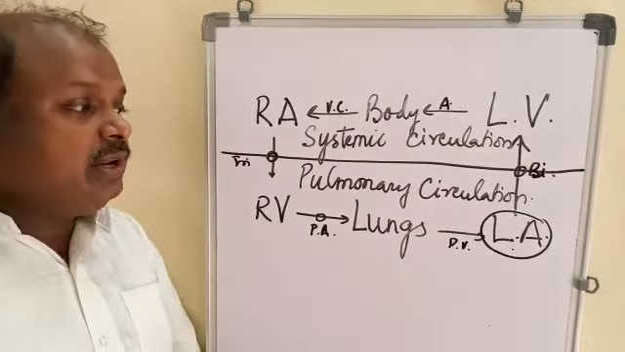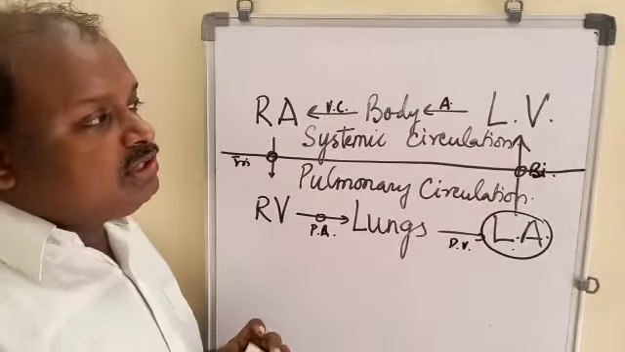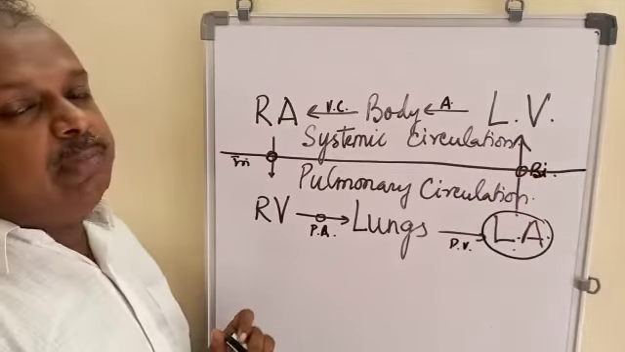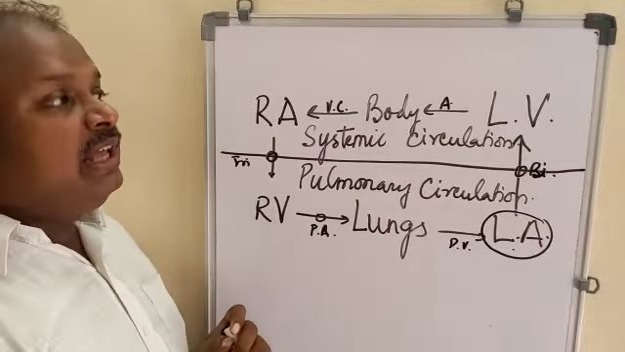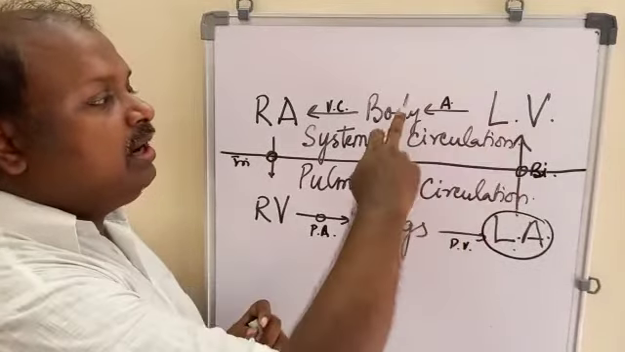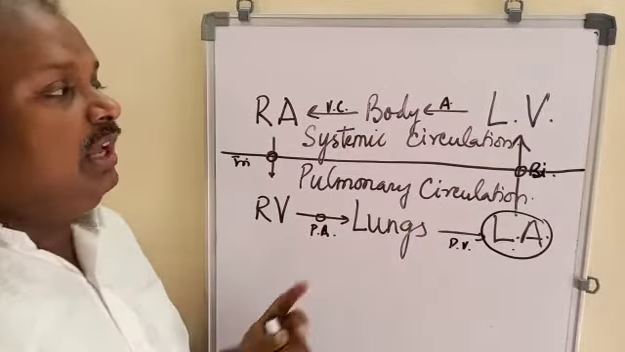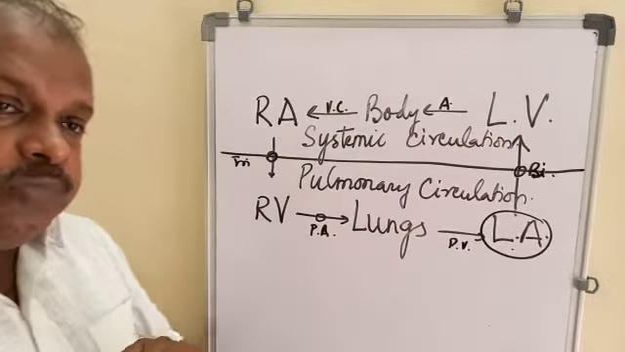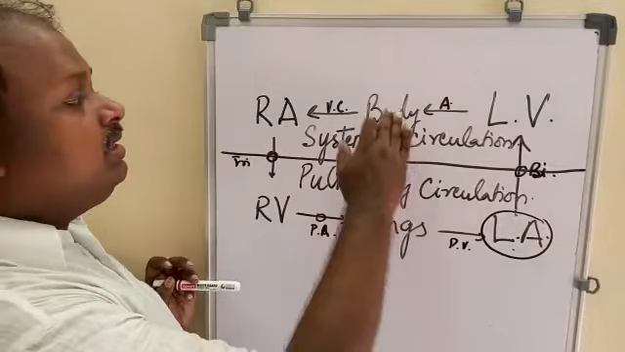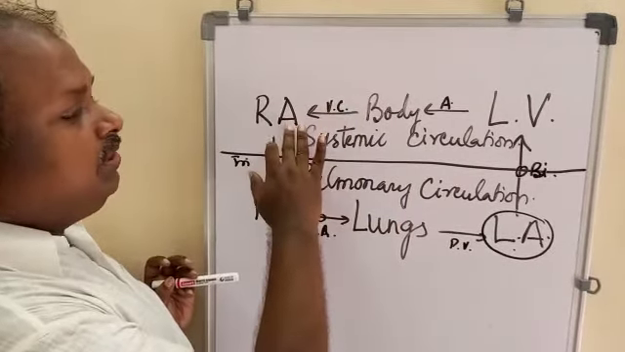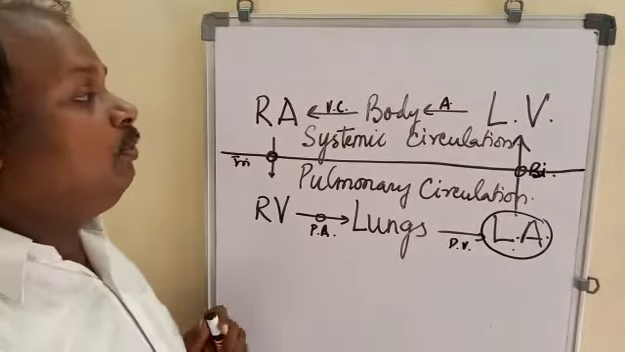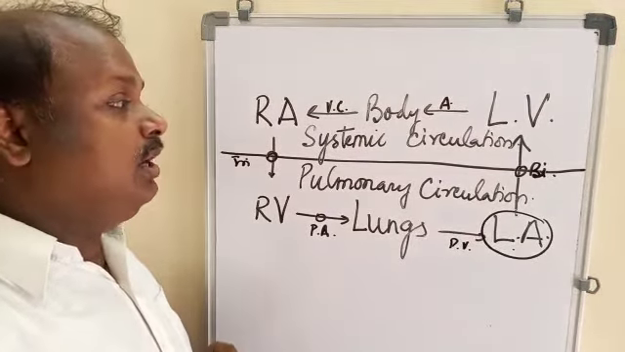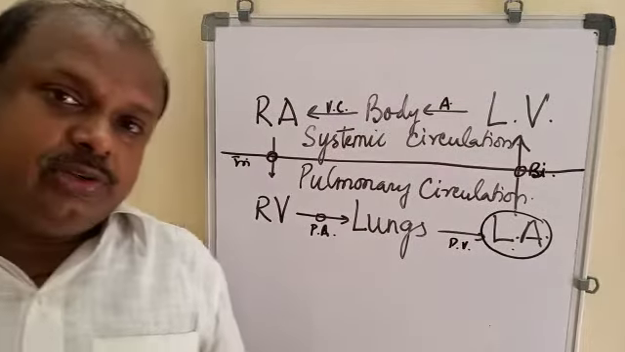I am repeating once again. From the left auricle, the oxygenated blood reaches the left ventricle with the help of the bicuspid valve. Then from the left ventricle, the blood reaches the body parts with the help of the aorta, and the blood is the oxygenated one. And from the body, again the deoxygenated blood reaches the right auricle with the help of the vena cava for oxygenation, and this process is called systemic circulation.